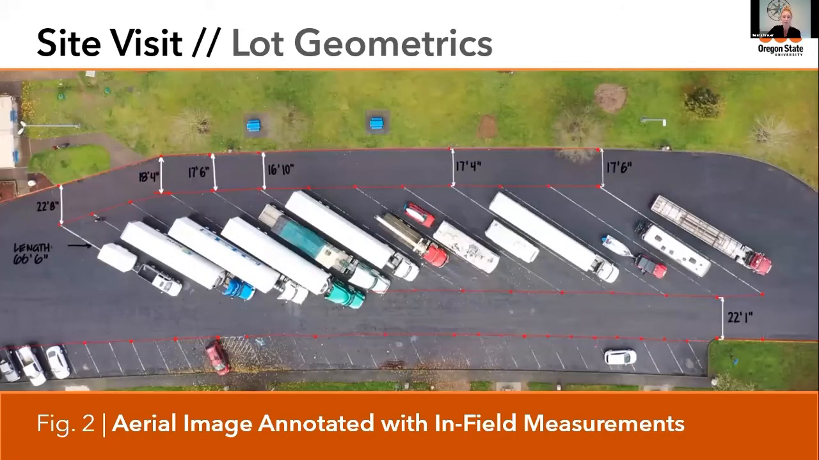So here's some of the data that we obtained at the site visit. This was a lot geometrics. This is an aerial image that we took from our drone, and we annotated it with some of the measurements we took. Primarily, it was just the entrance width, or the width of the entrance parking aisle, as that varied greatly. And there are a lot of other measurements we took that aren't annotated on this.